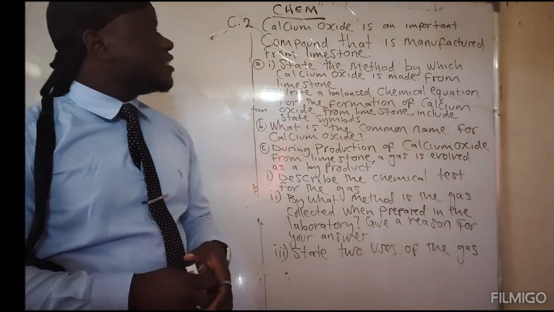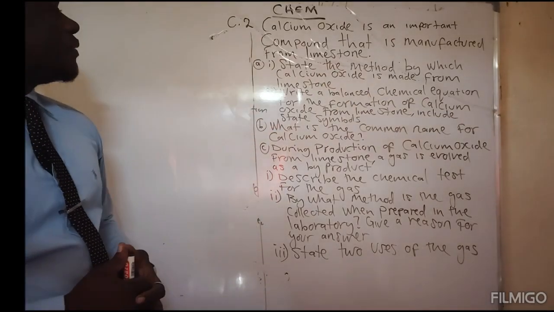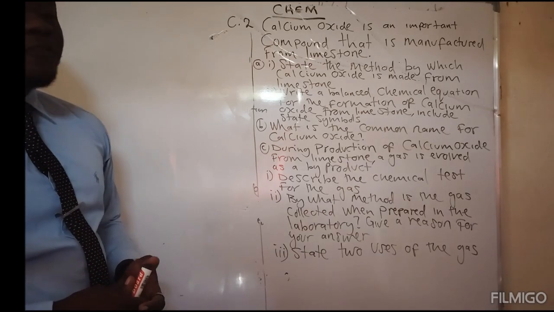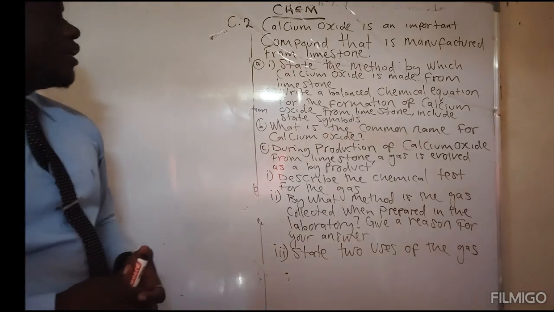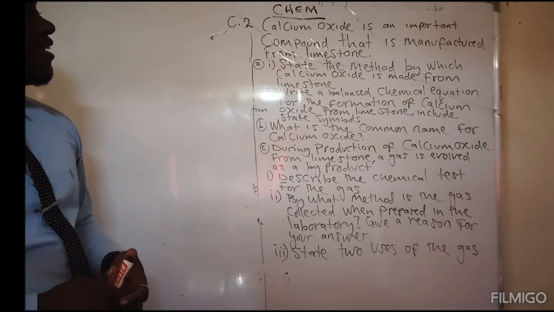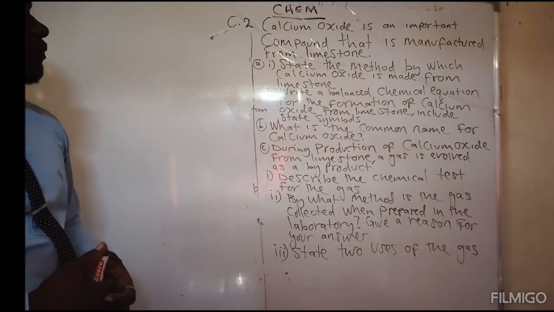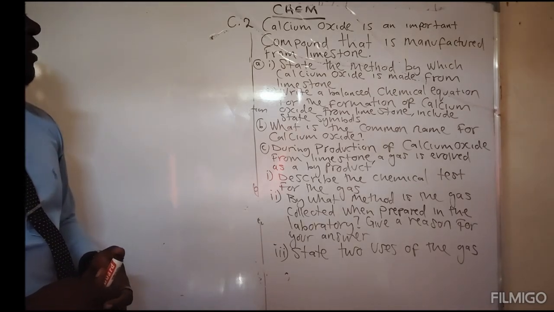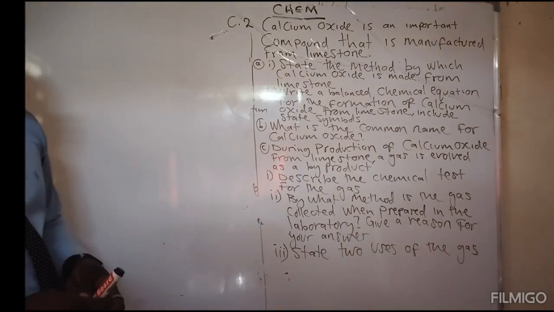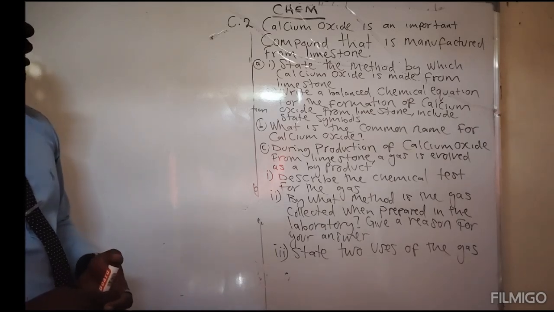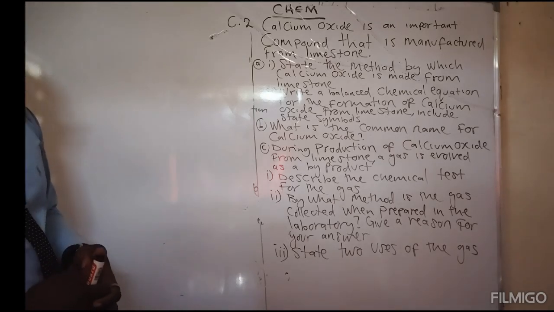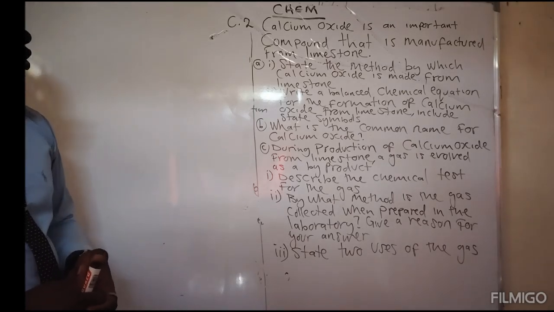So we have a very interesting question here, which reads: calcium oxide is an important compound that is manufactured from limestone. A1, state the method by which calcium oxide is made from limestone. A2, write a balanced chemical equation for the formation of calcium oxide from limestone, include state symbols. Then B, what is the common name for calcium oxide?